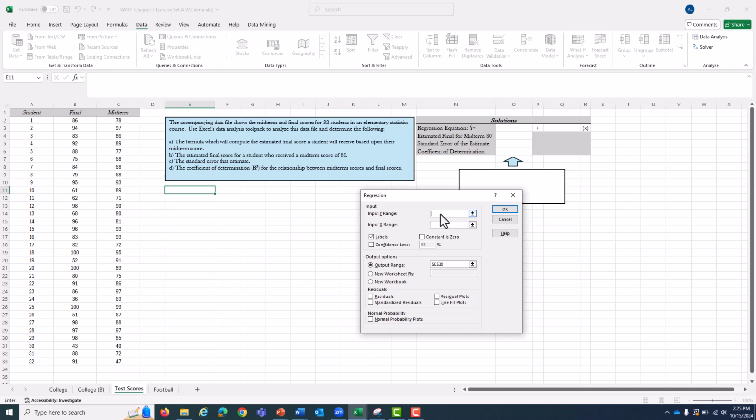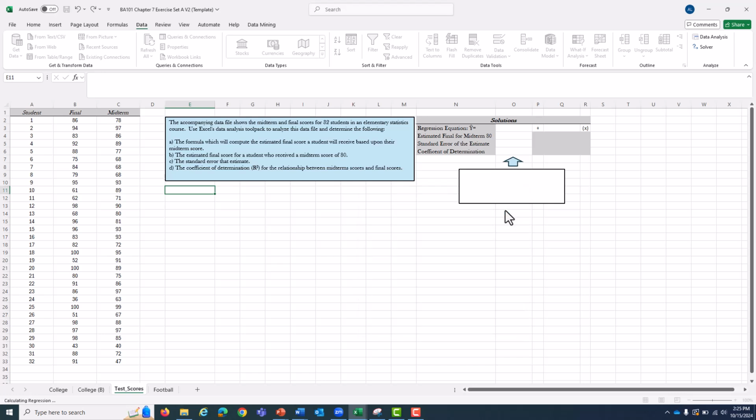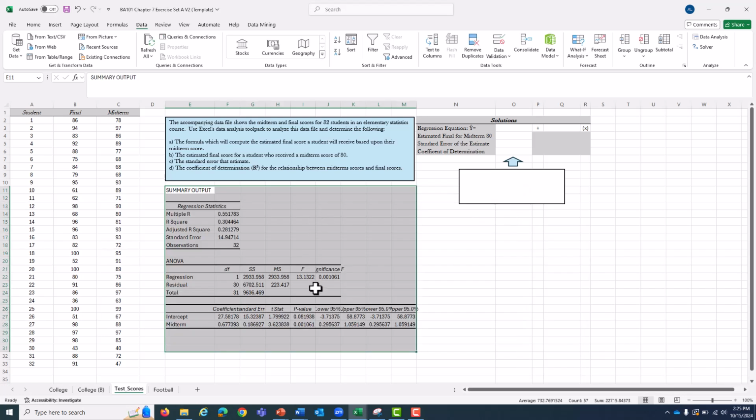So our Y range is the grade on the finals. I'm going to grab the entirety of that information. Our X range is the entirety of midterm scores. Clicking on the header and hitting Control-Shift-Down to grab the entirety of that information. I have our labels selected within our range, so I'm going to make sure I have the Labels button on, and then our output is going to go into a cell, whatever we want. It's going to give us an easy spot to look at the information. I'm just going to put it right here in E11. And I hit OK, and I get my summary output of that regression.